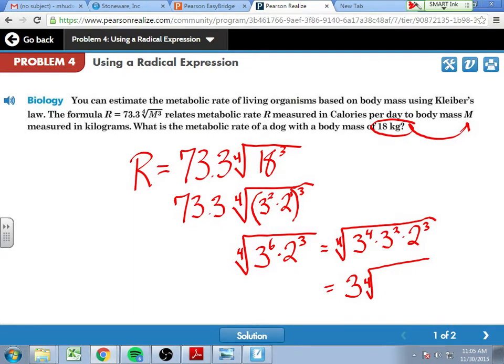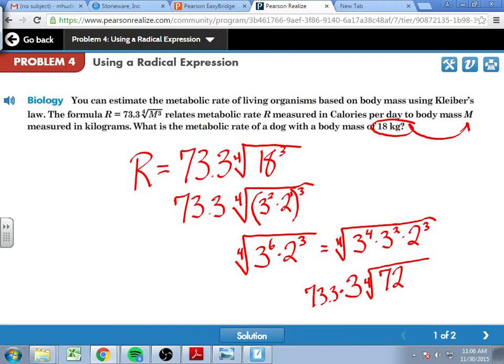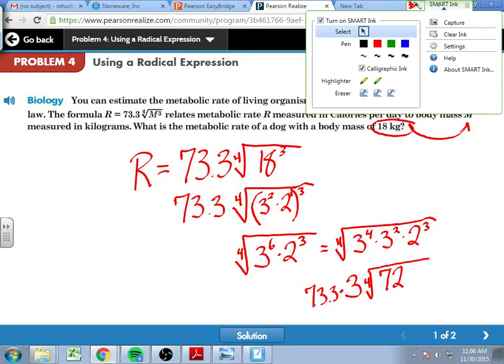3 squared is 9. 2 cubed is 8. So 9 times 8, that'd really be 72. Yeah. And then that all still has to come over and multiply by the 73.3. I think that's 219.9, right? I'm going to leave that set for just a second.